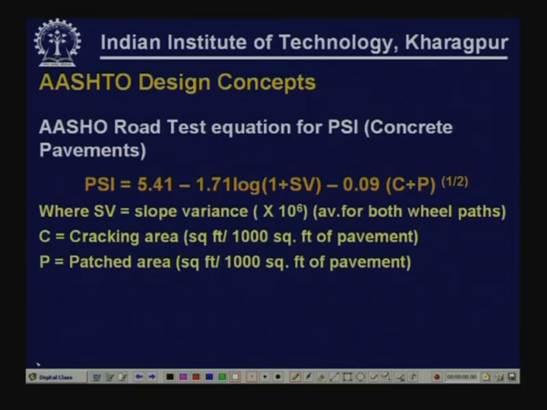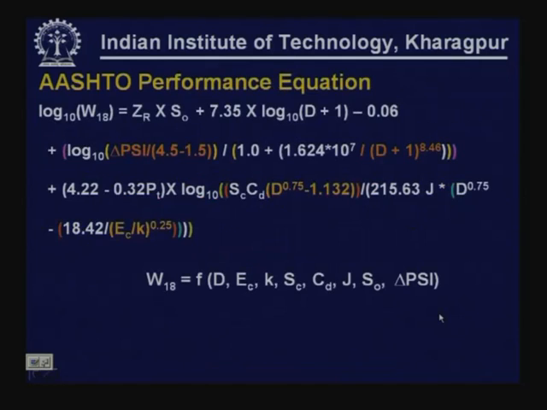C is the cracked area expressed in terms of square feet per 1000 square feet of paved area. P is the patched area, again expressed in terms of square feet of patched area per 1000 square feet of paved area. The one thing that is different in this equation compared to the one that we have used for flexible pavements is, in flexible pavements we have also used the parameter rutting. Obviously, these being concrete pavements, we do not consider rutting of concrete pavements.